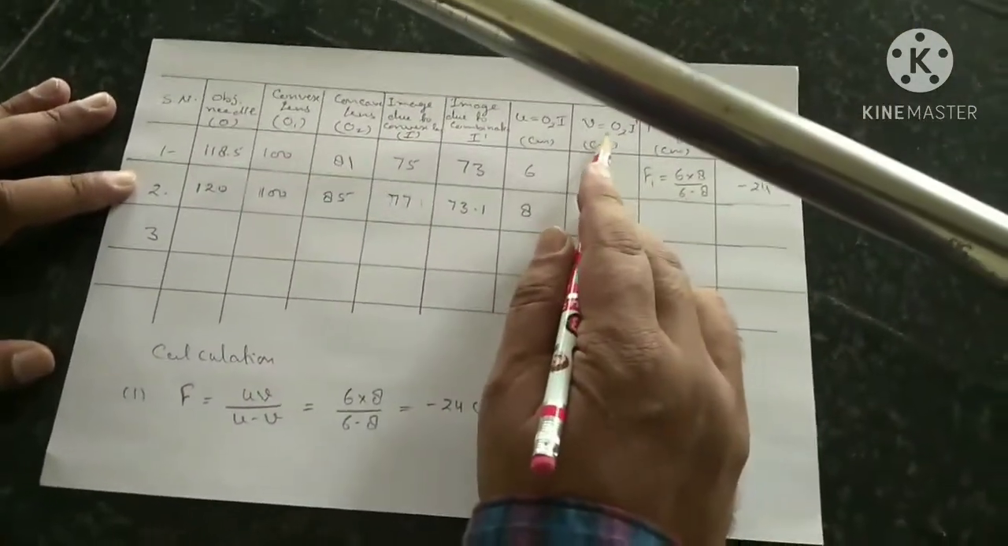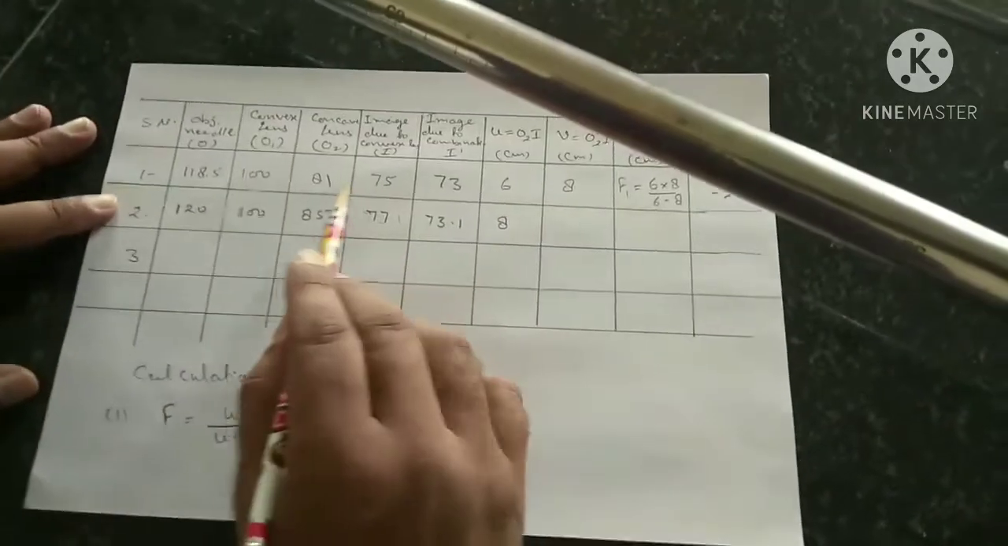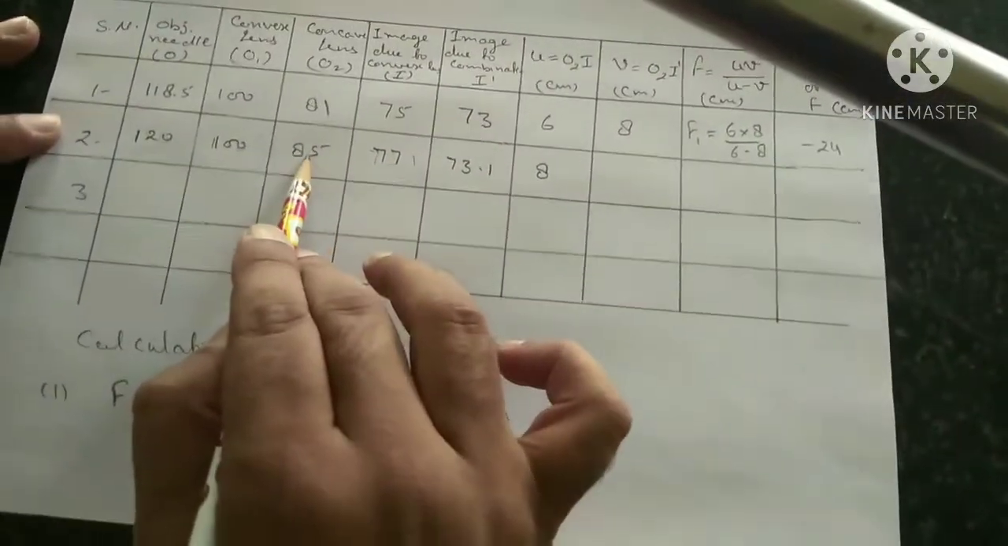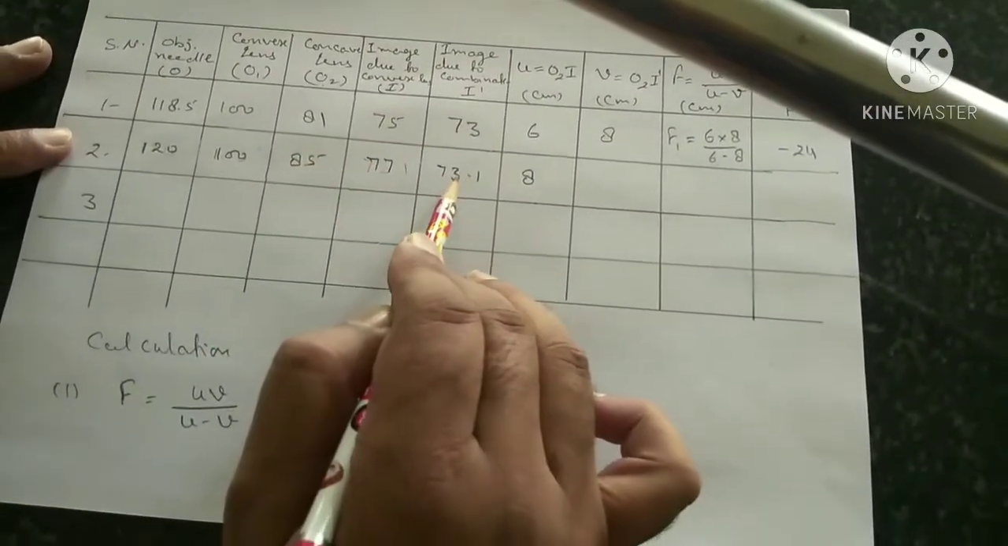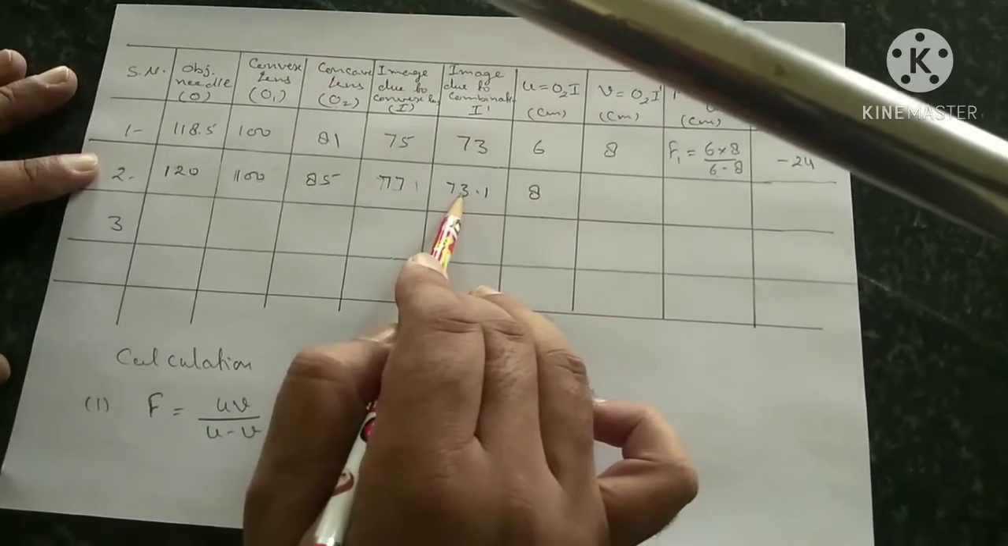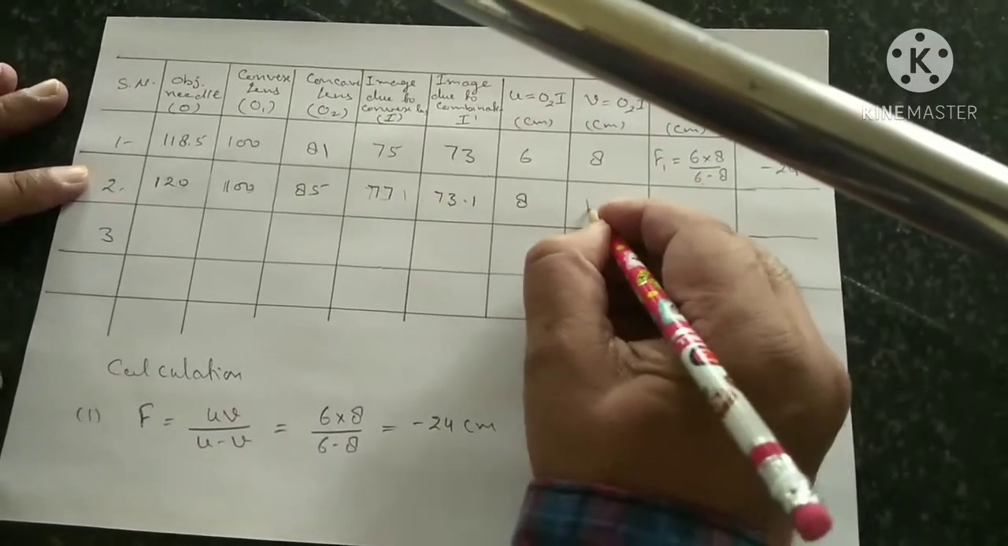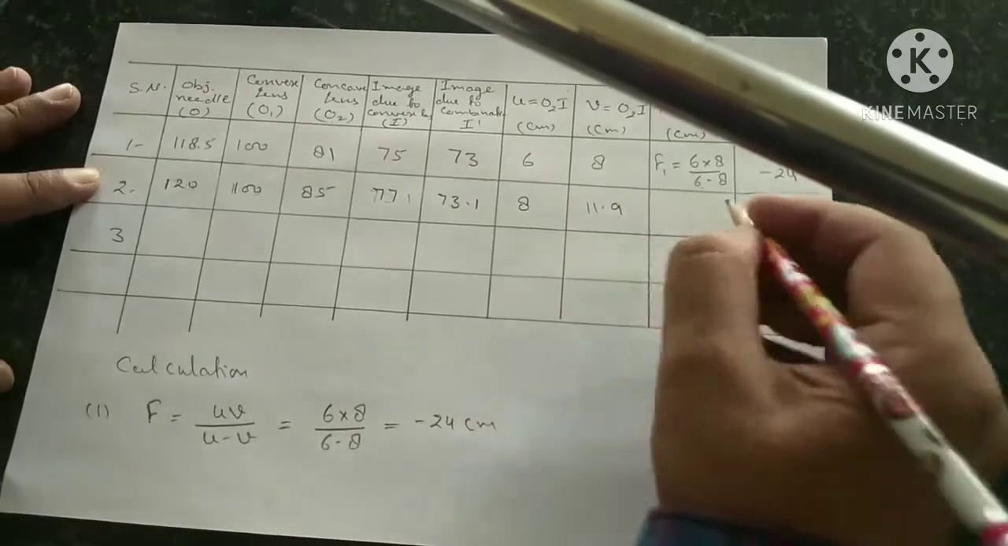and to find the value of v, take the difference between the position of this concave lens, 85, and the new position of the image pin, that is 73.1. The value is 11.9.